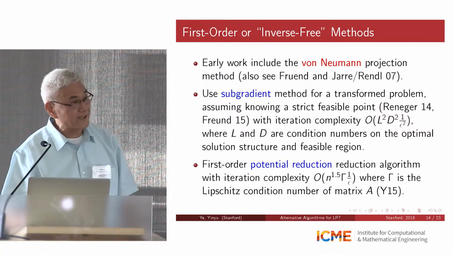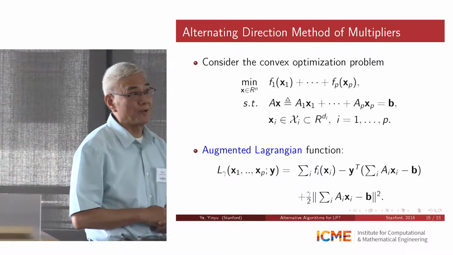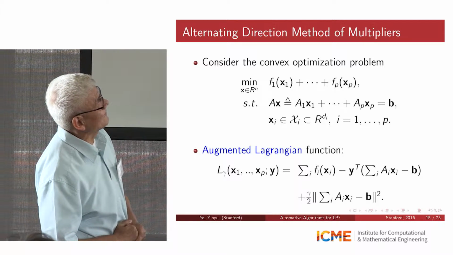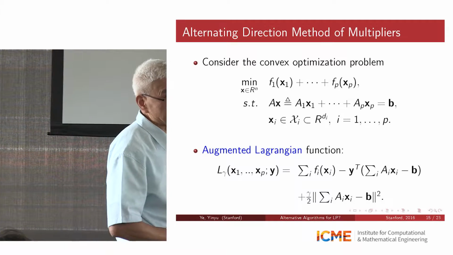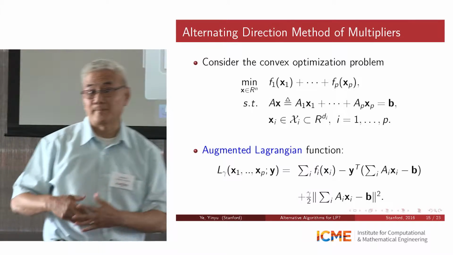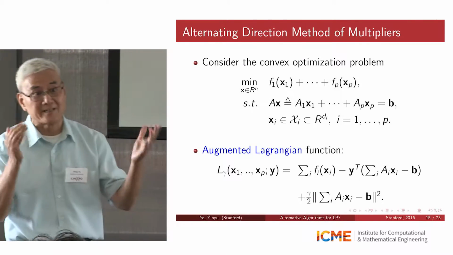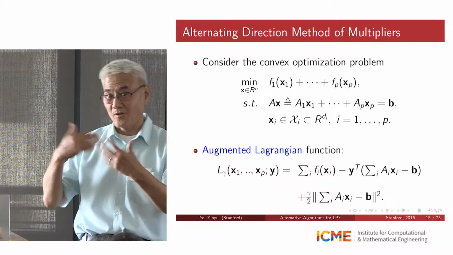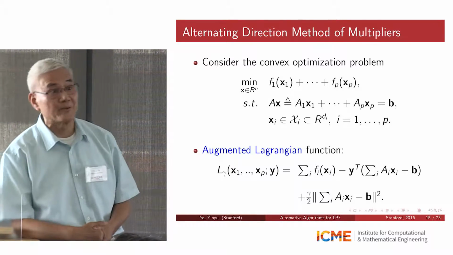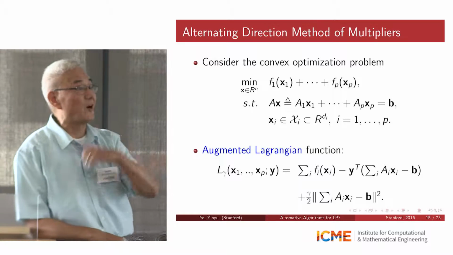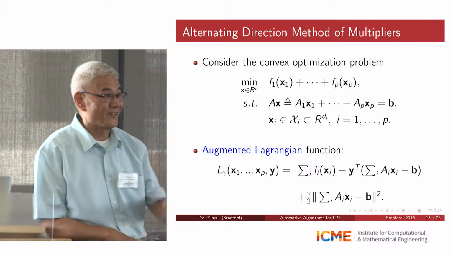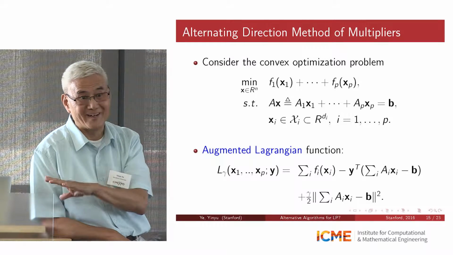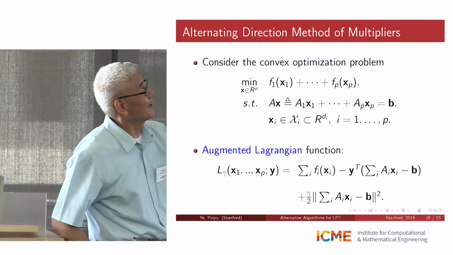Another direction for solving big size problems is called the alternating direction method of multipliers. Basically, I have a billion variables. Can I break them into 1,000 blocks, each block having only a million variables? Because I can solve a problem with a million variables very fast. Can we solve them alternately? First solve one block, keeping the others fixed. Solve the second block, keeping the others fixed.